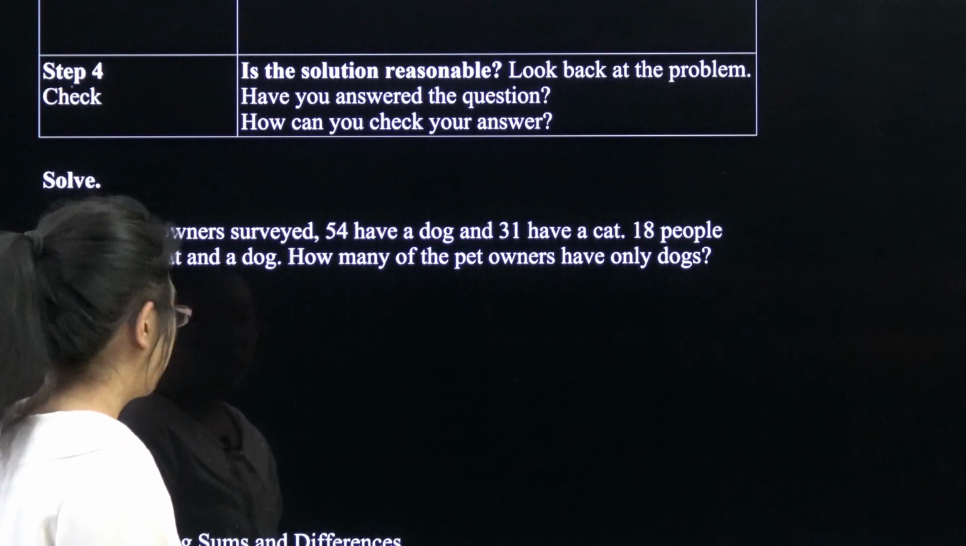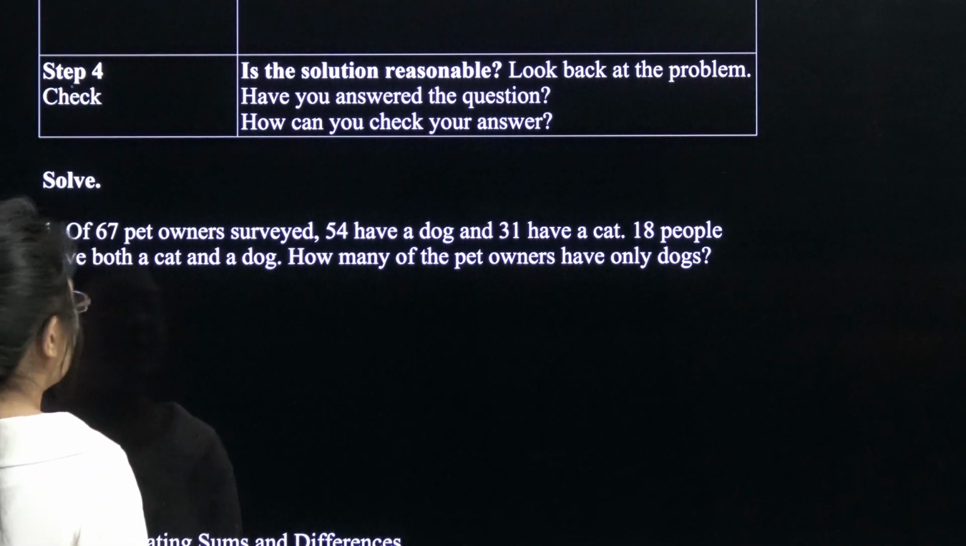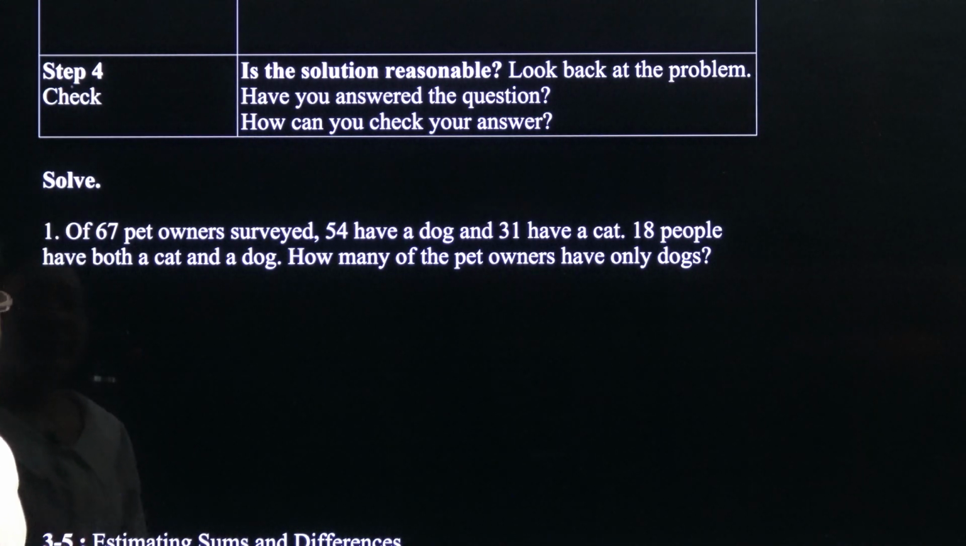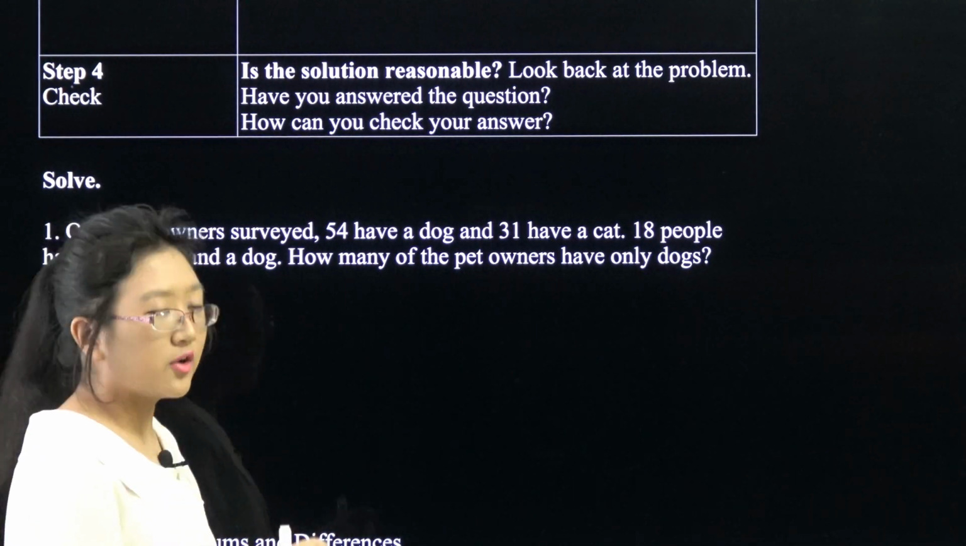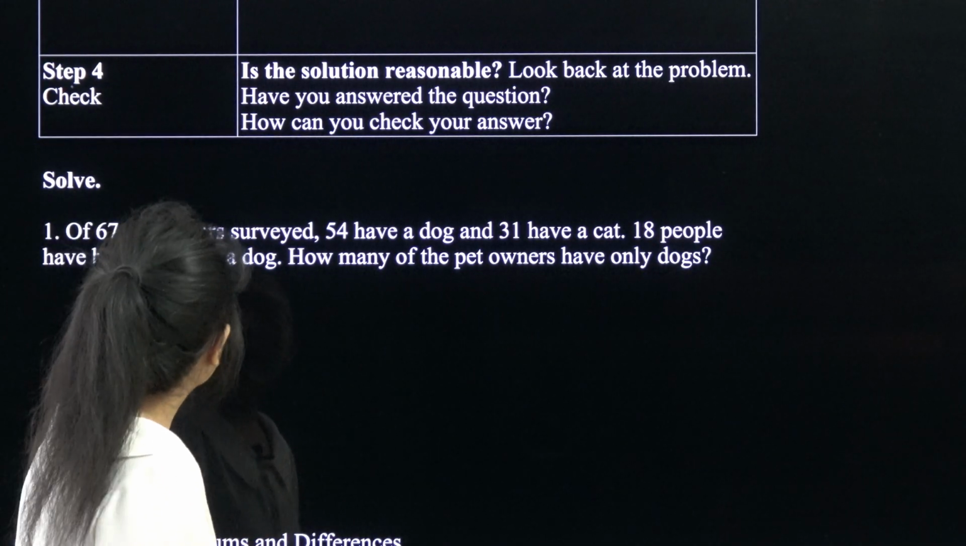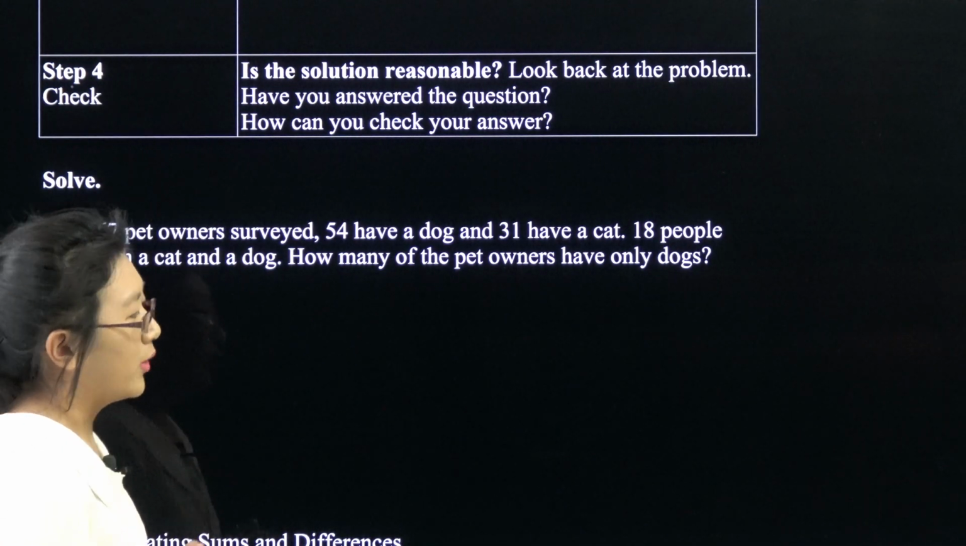And now we're going to do a practice problem. Yes, a singular practice problem. I know, right? Of 67 pet owners surveyed, 54 have a dog and 31 have a cat. 18 people have both a cat and a dog. How many of the pet owners have only dogs?